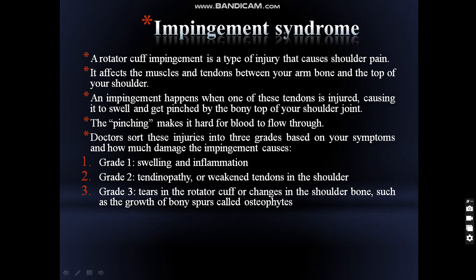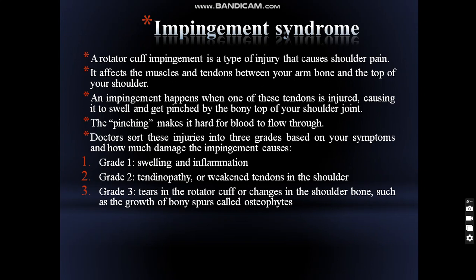Impingement syndrome. A rotator cuff impingement is a type of injury that causes shoulder pain. It affects the muscles and tendons between your arm bone and top of your shoulder. An impingement happens when one of these tendons is injured, causing it to swell and get pinched by the bony top of your shoulder joint. The pinching makes it hard for the blood to flow through.